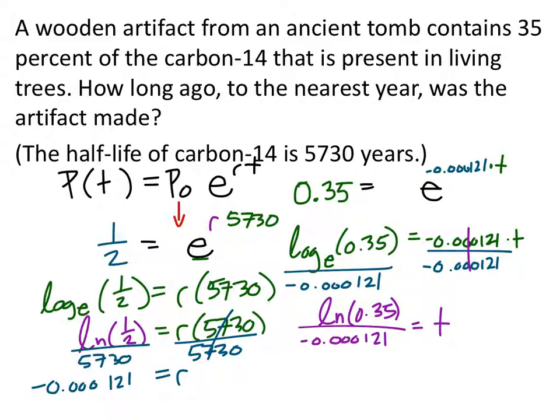Let's type that into the calculator. All right, so I had a decimal of 0.2159 and some change. So let's round to the nearest year. Don't forget to label it, though. How long ago was it? It was 8,676 years ago. And that would be our answer.